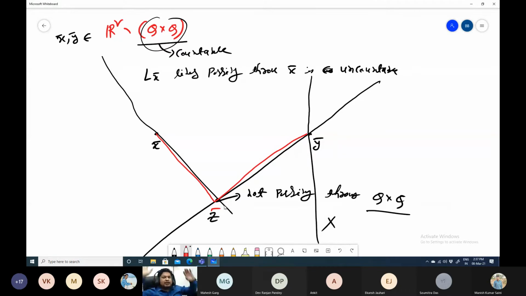So that means R2 minus Q cross Q is connected. In fact, this is path connected.